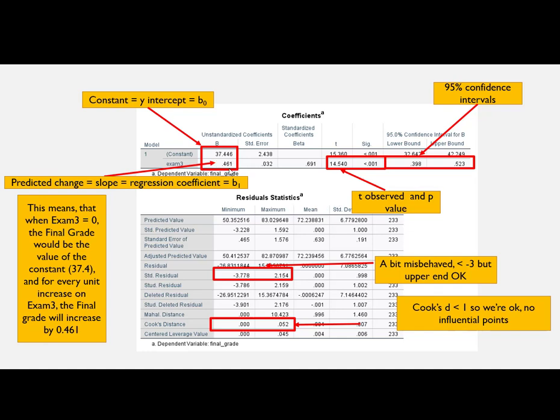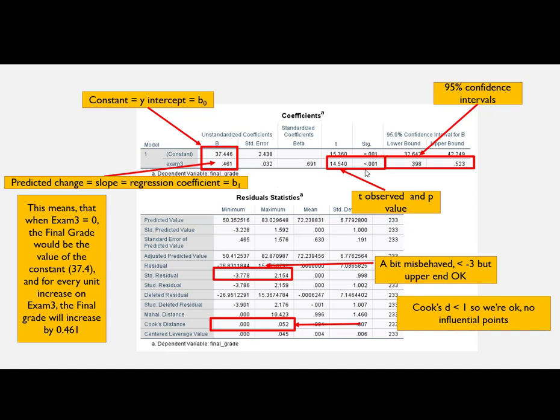Got this busy slide. Again, we have our constant, our beta naught, and our beta 1. And this is a little bit conceptually easier to understand than the BMI. What this means is if you got a 0 on your third exam, you're going to get a 39 on your course grade. And for every unit increase, you would increase. So if I got a 1 on my third exam, I'd get 37 plus 0.461. If I got a 2, I'd multiply it and add it to that. If I got a 3, etc., etc., etc.